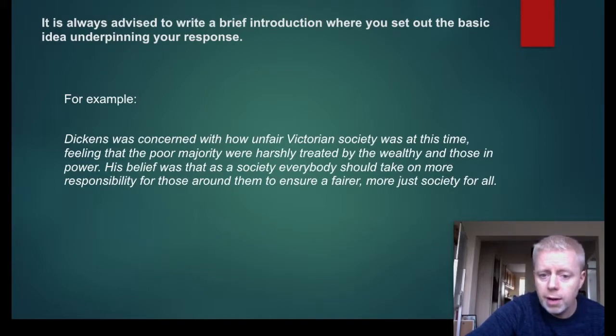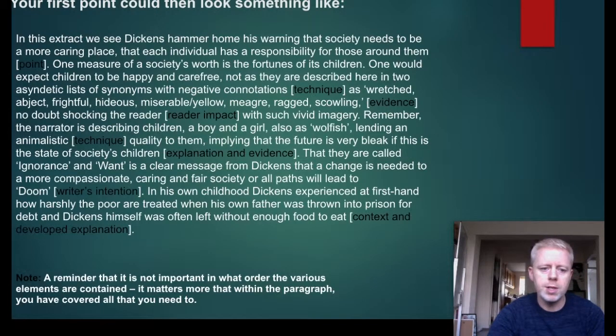Dickens was concerned with how unfair Victorian society was at this time, feeling that the poor majority were harshly treated by the wealthy and those in power. His belief was that as a society, everybody should take on more responsibility for those around them to ensure a fairer, more just society for all. Okay, so an example of an introduction to that question.